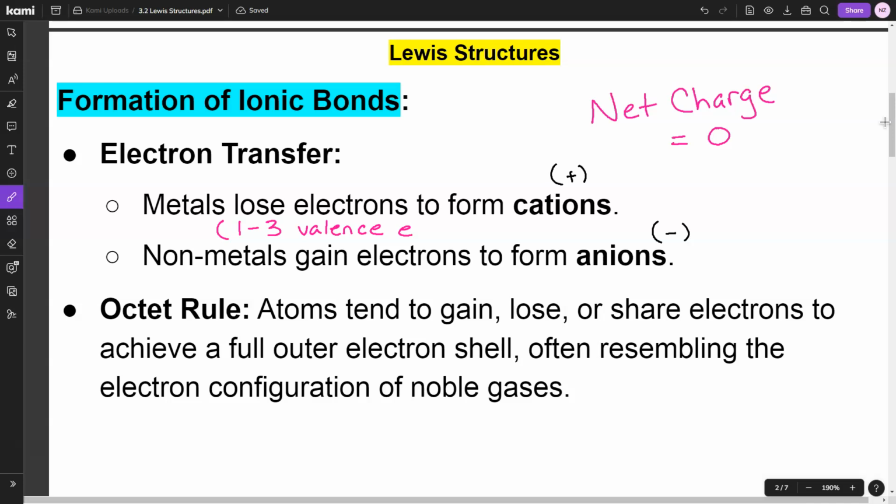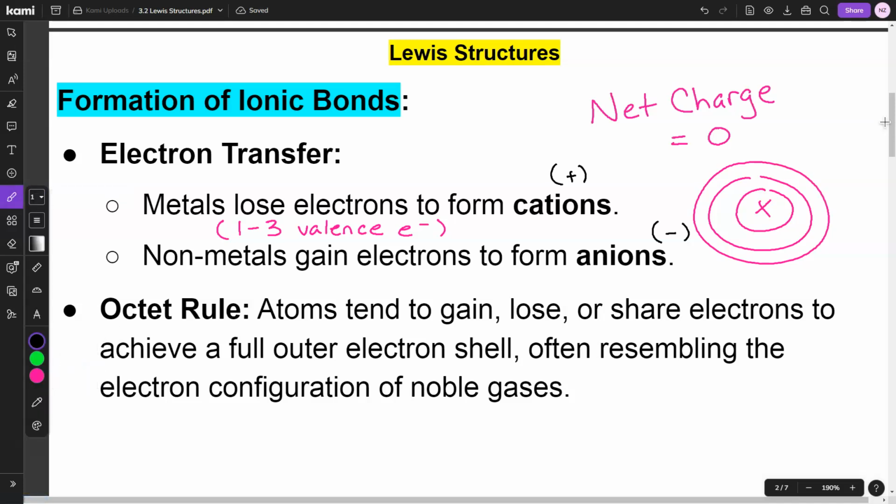They always lose all of their valence electrons. And in doing so, they are revealing a full outer shell below them. So let me show you what I mean. So I have this atom right here. Let me throw some electrons in this. So remember, our first energy level holds 2. The next one holds 8. And then let's throw 2 more on the outside.